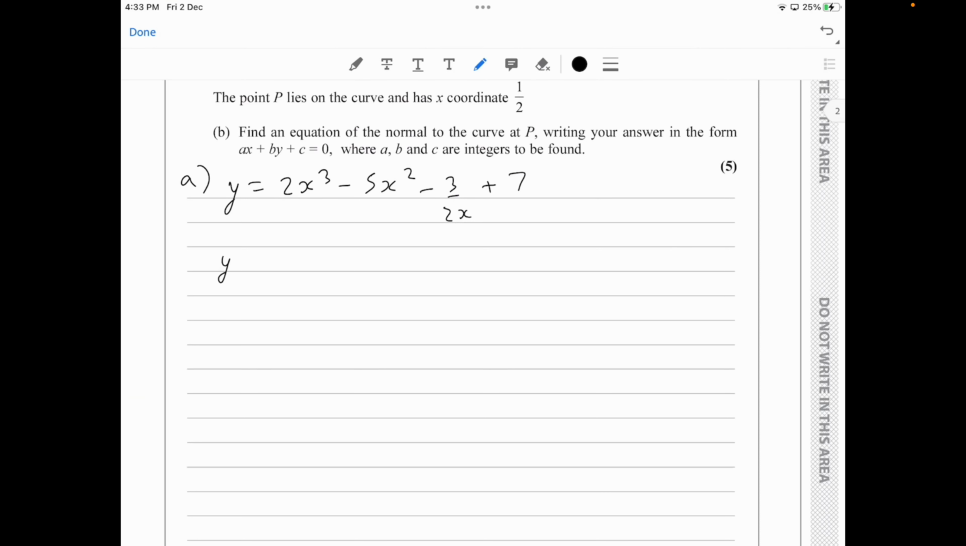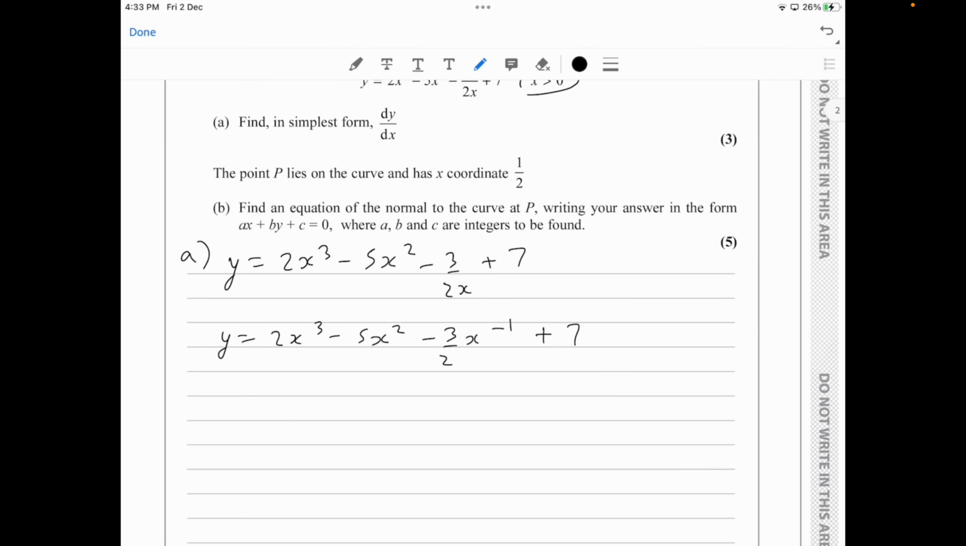So you're going to write y equals 2x cubed minus 5x squared minus 3 by 2 x to the power negative 1. Since we know x is at the bottom, we have to make it on the top, plus 7. Now this is a nice way of writing it down first. So after this we have to do dy over dx. That's the first important part. Do check out the video on differentiation. I think I made a video on that.